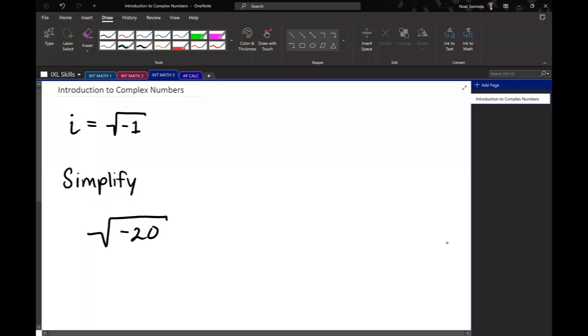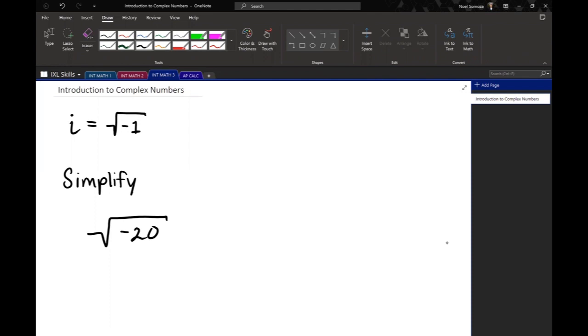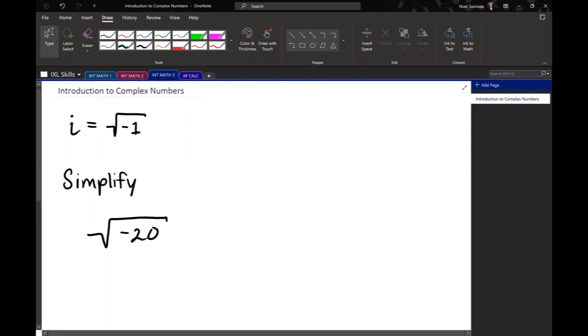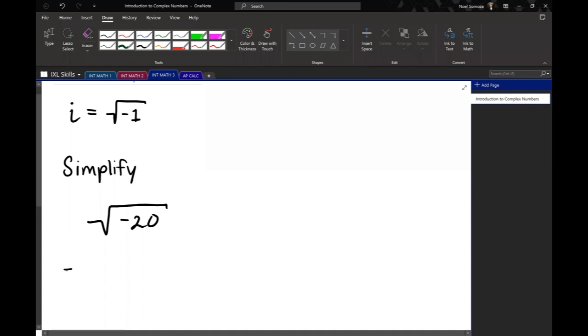Let's take a look at the simplification of another value, which is the square root of negative 20. Now, in this case, you always want to begin by trying to pull the i out, which means identifying where the square root of negative 1 is, turning that into i. So I'm first going to split this up as the square root of 20 times negative 1. In order to get negative 20, it had to have been the product of 20 times negative 1.